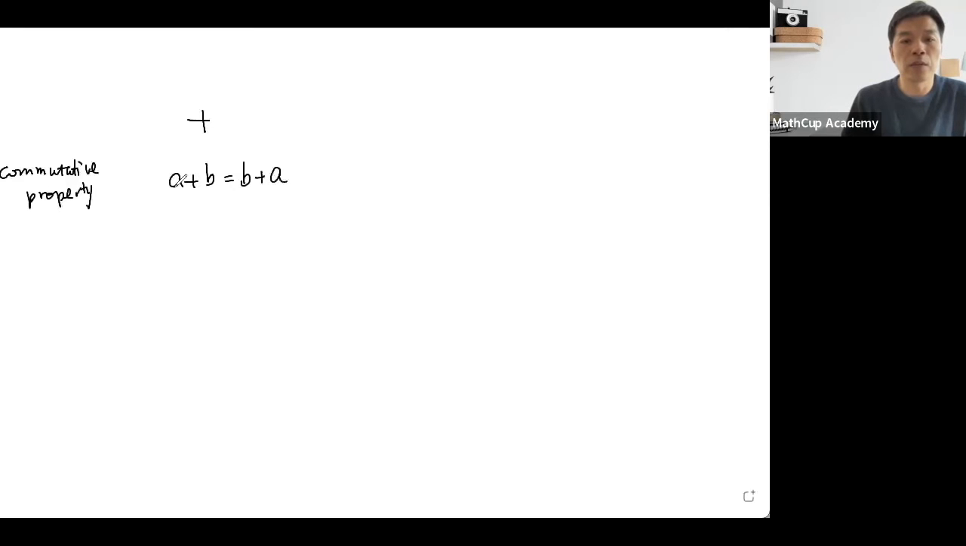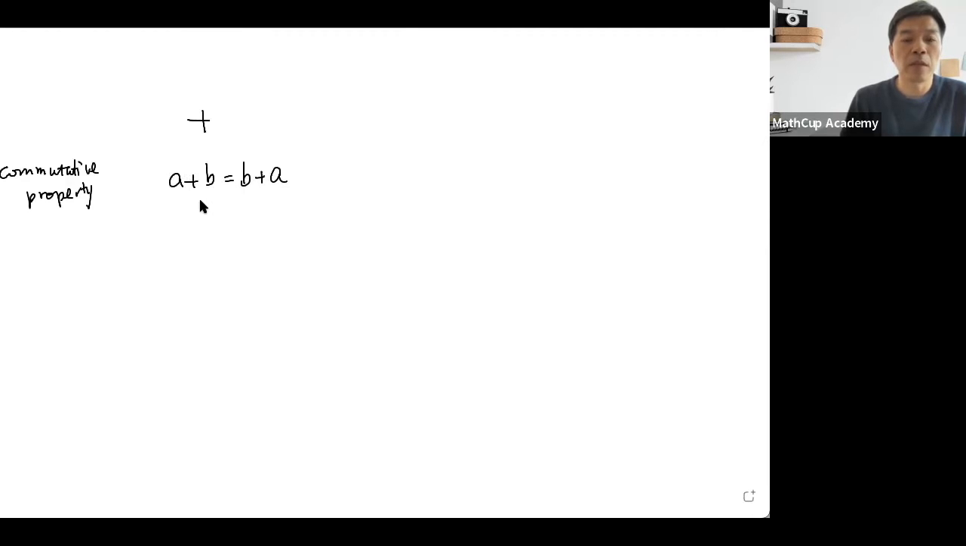So let's look at these rules. The first rule we're going to look at is called the commutative property. For addition, it means that A plus B equals B plus A for any two numbers. Of course, here we're going to focus on real numbers. So the result of A plus B equals the result of B plus A.